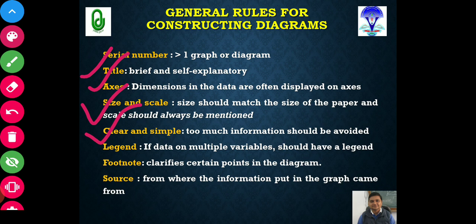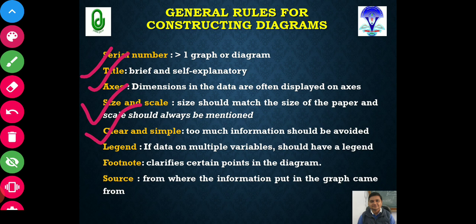Okay, so another one is footnote. It clarifies certain points in the diagram. Suppose there is a special thing you want to mention in the graph, but it is very difficult to mention it on the graph. What you have to do is write a footnote, with a certain symbol, which clarifies certain points in the diagram.